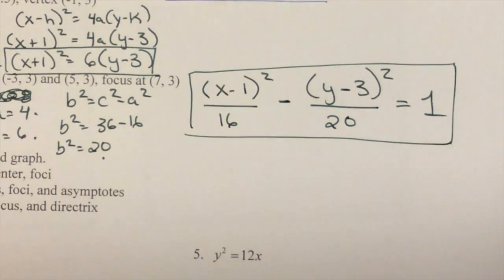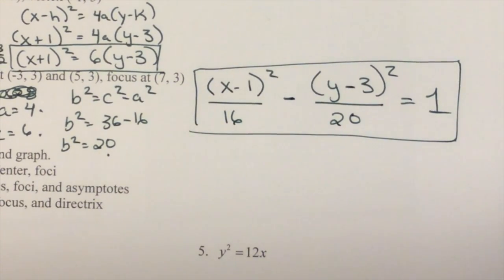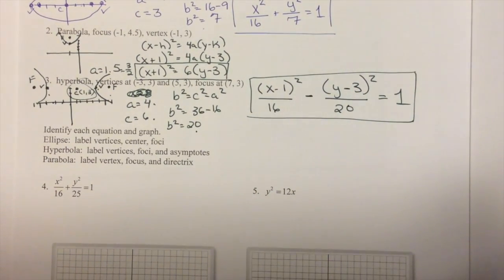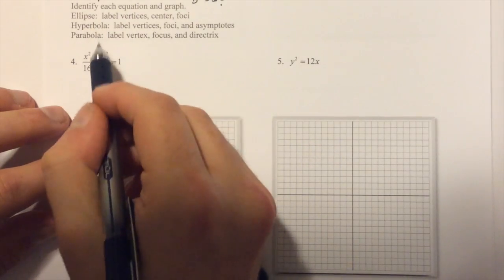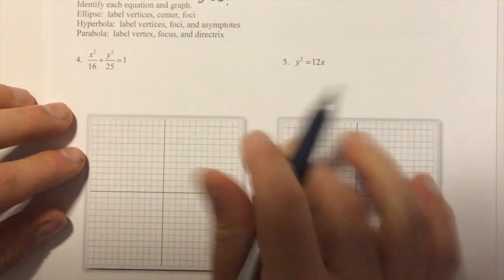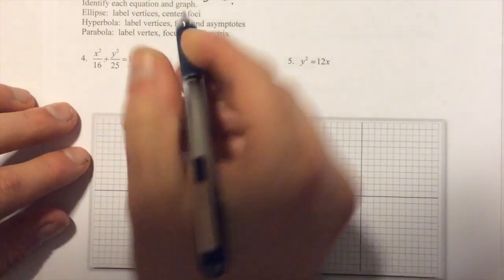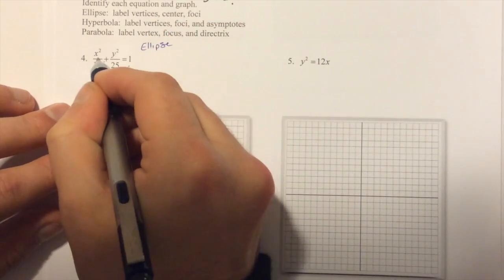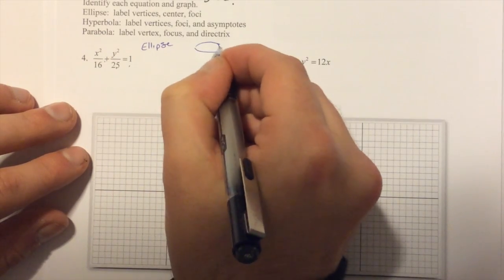So that's how you solve the first 3 problems. If I give you the information, graph it, write the equation out. Now let's move on to the next section, where it's giving you the equation and asking you to graph them. Looking at the next section, it's asking us to first identify each shape, then find the corresponding parts. Looking at number 4, I have x squared over something plus y squared over something equals 1. So I know that's an ellipse.